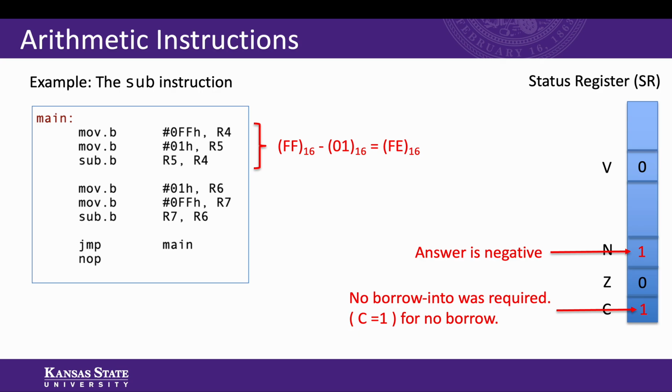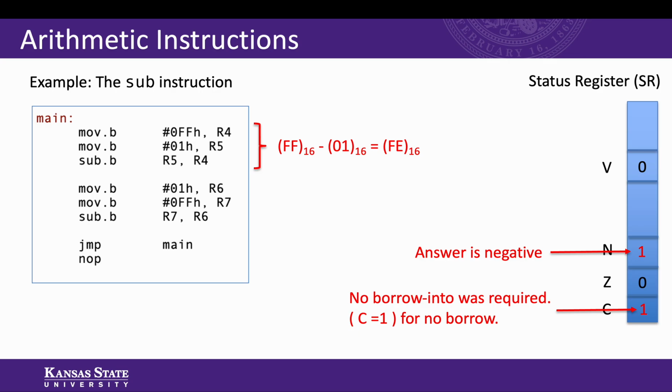Also, and I encourage you to do this by hand, when you do the subtraction, you don't require a borrow into. And so because there's no borrow into, C is equal to 1. And why that is, that seems maybe a little bit backwards, but it is. It's the opposite of addition, right? Subtraction is the opposite of addition. So in this case, when you don't need a borrow into, then C will be 1.